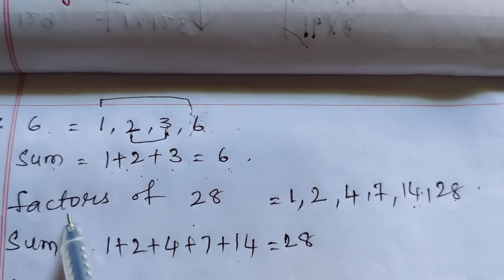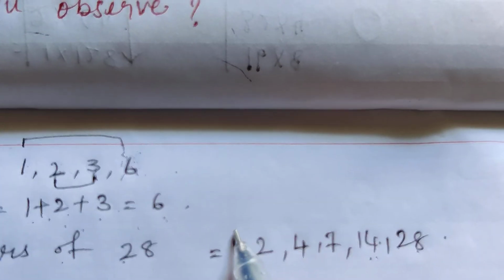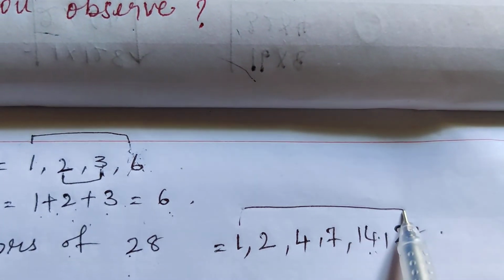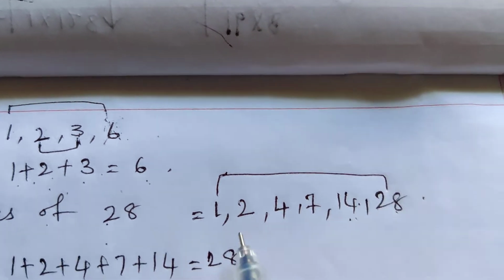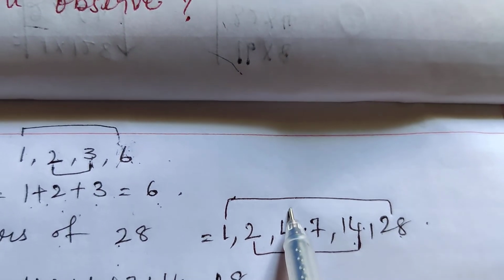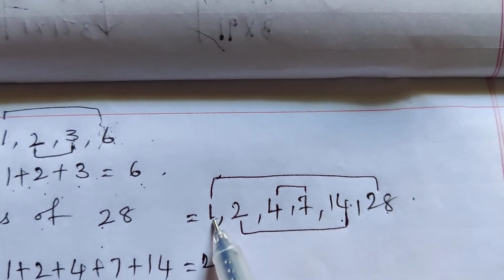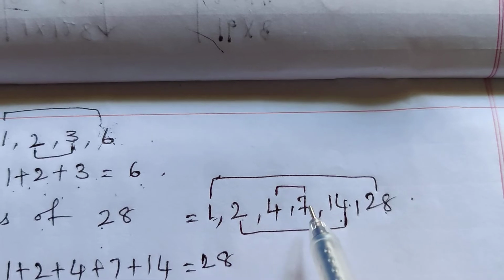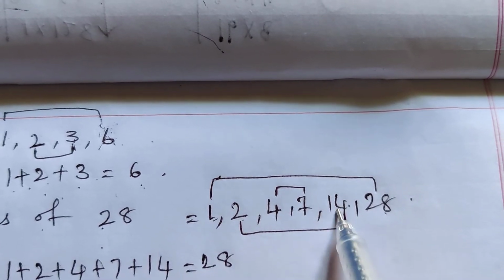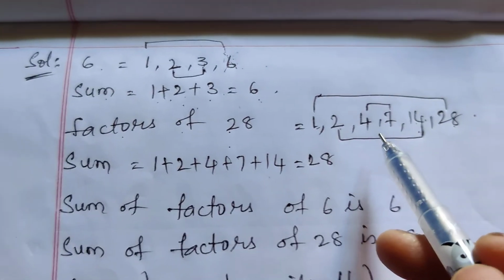Next is factors of 28. It will come in 1 28 times, 2 14 times, 4 into 7. Clear children? In 1 table, 2 table, 4 table, 7 table, 14 table, 28. Okay. So these are the factors.